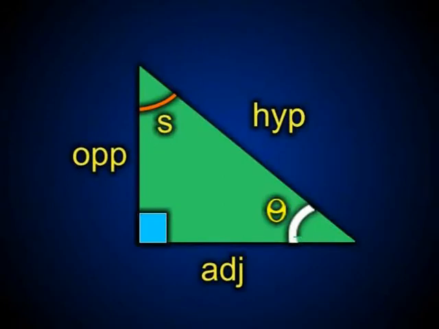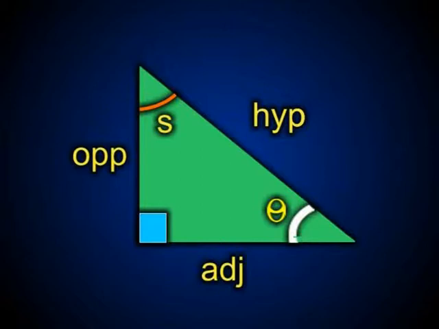Take a look at this right-angled triangle over here. Firstly, the most important thing about a right-angled triangle is the fact that it has a right angle in it, and I'm going to put that over here. The side opposite the right angle is always the hypotenuse.